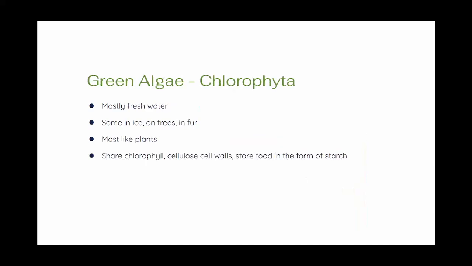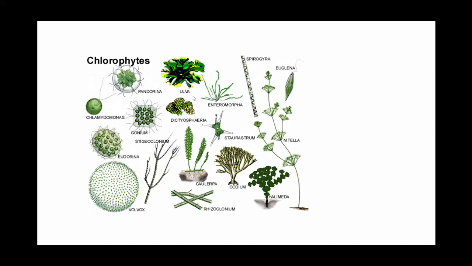Green algae. Now we're going more to the plant-like. So green algae, they're green, of course. So what does that mean? That means they have chlorophyll, and they have cellulose cell walls and starch storage, just like any other plants. They're found in freshwater, ice, and sometimes even animal fur. They show the adaptability and diversity of algae.